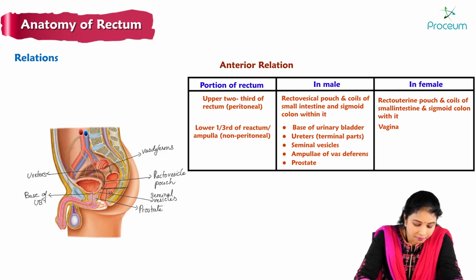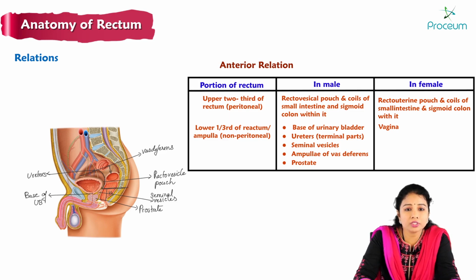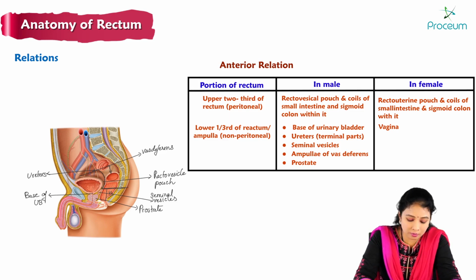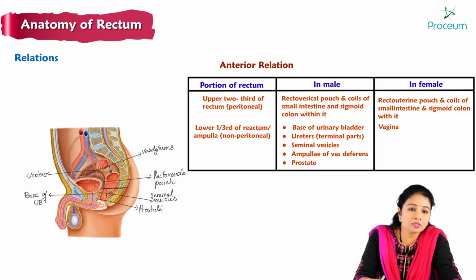Anteriorly, the upper two-thirds of the rectum is related to the rectovesical pouch, which contains coils of small intestine and sigmoid colon within it. The lower one-third of the rectum is devoid of peritoneum, and it is related anteriorly to the base of the urinary bladder, the terminal part of the ureters, seminal vesicles, ampullae of vas deferens, and prostate. All these structures are separated from the rectum by a fascial septum called the rectovesical fascia of Denonvilliers.